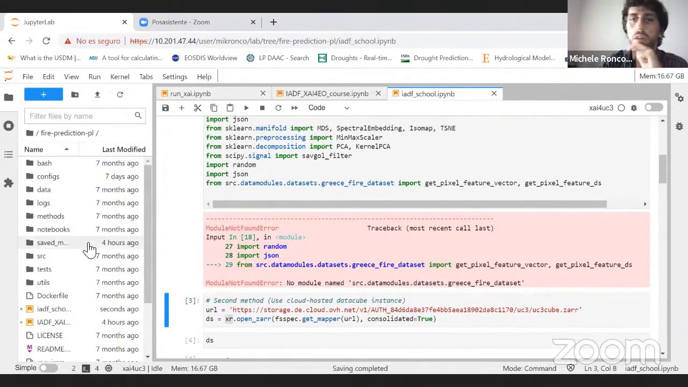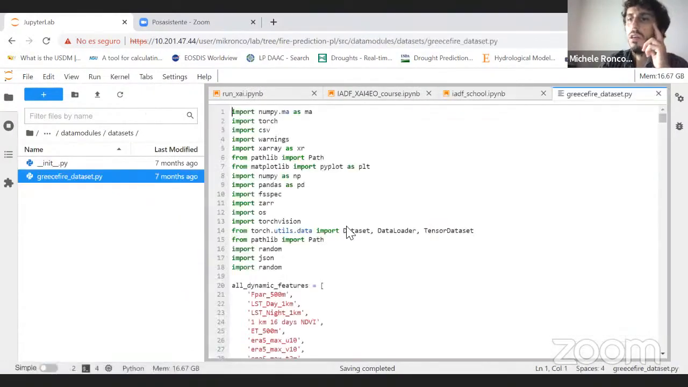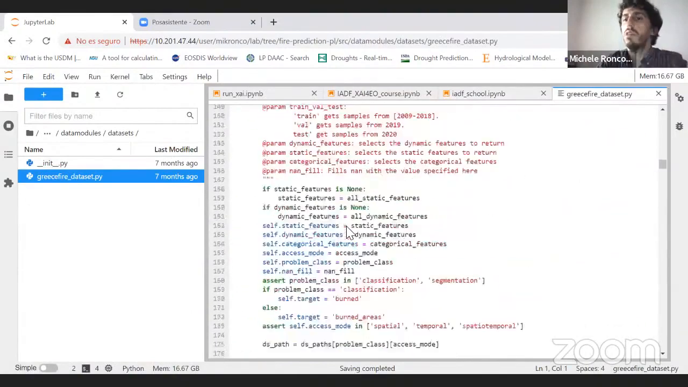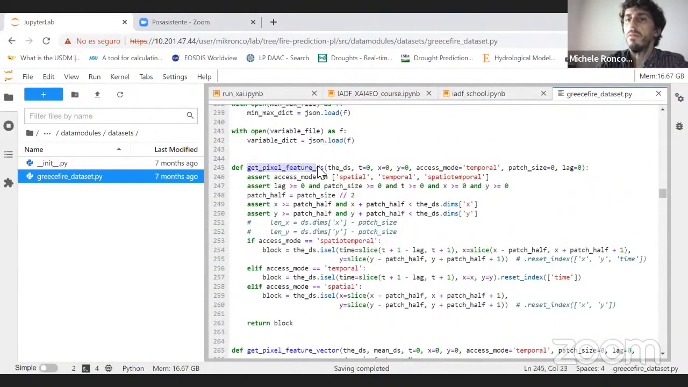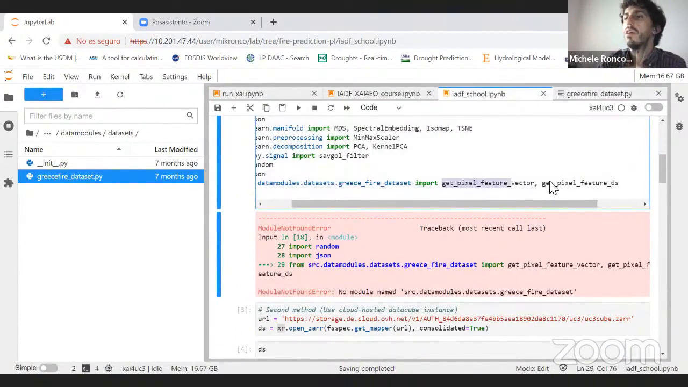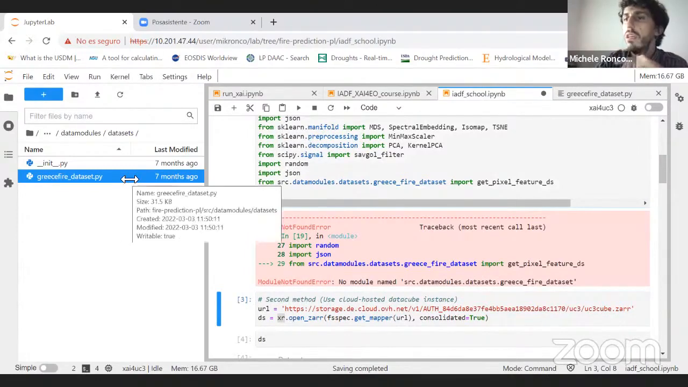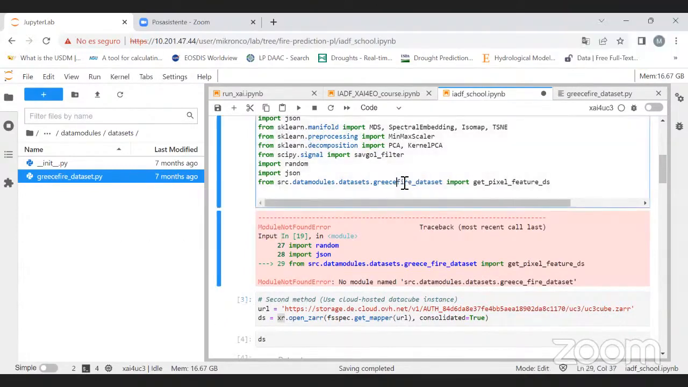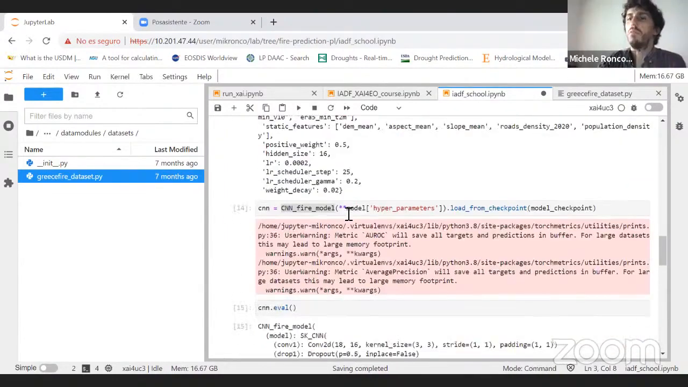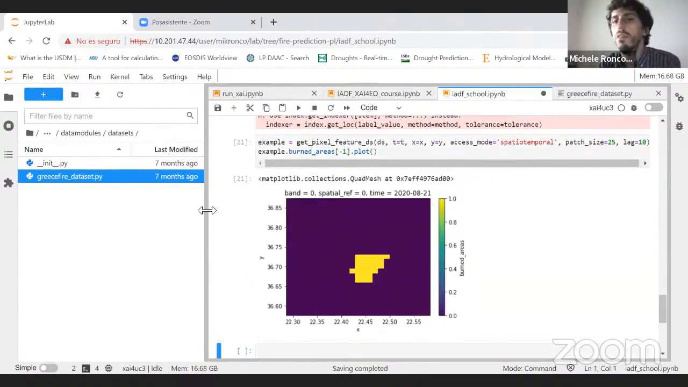Let me just check one thing. Okay, let me see. Okay, yes, there is this function. Let's see. I think there is no underscore, yeah. All right, thanks. Okay, thanks a lot. Perfect. So yeah, exactly. Thanks to whoever said that.